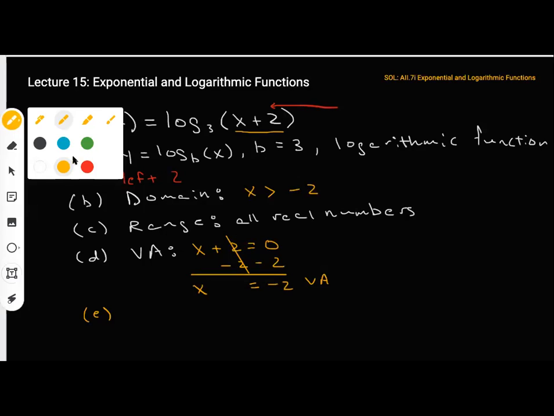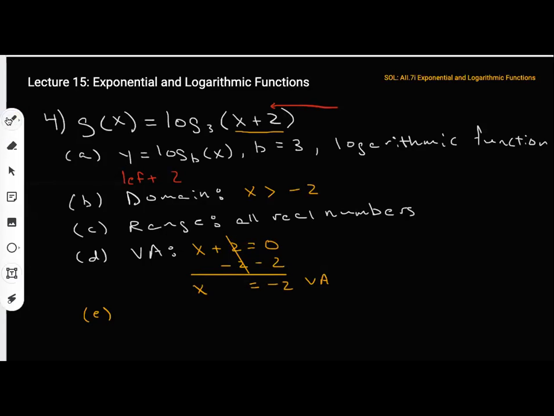Okay, horizontal asymptotes. Are there any? No, not in log functions. Now, are there x-intercepts? Maybe. Let's see if we can figure out what they are.